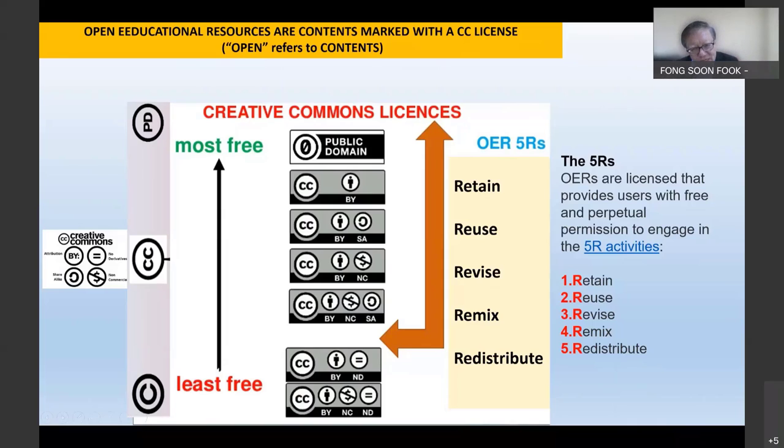So you can retain, reuse, revise, remix, redistribute. The moment you go in and see any of these, it's governed by this 5R. When we say retain, it simply means that you take it and you can keep it inside your hard disk. Even such a thing, to us Asians, why do you say retain? Everything we download we keep inside our hard disk.